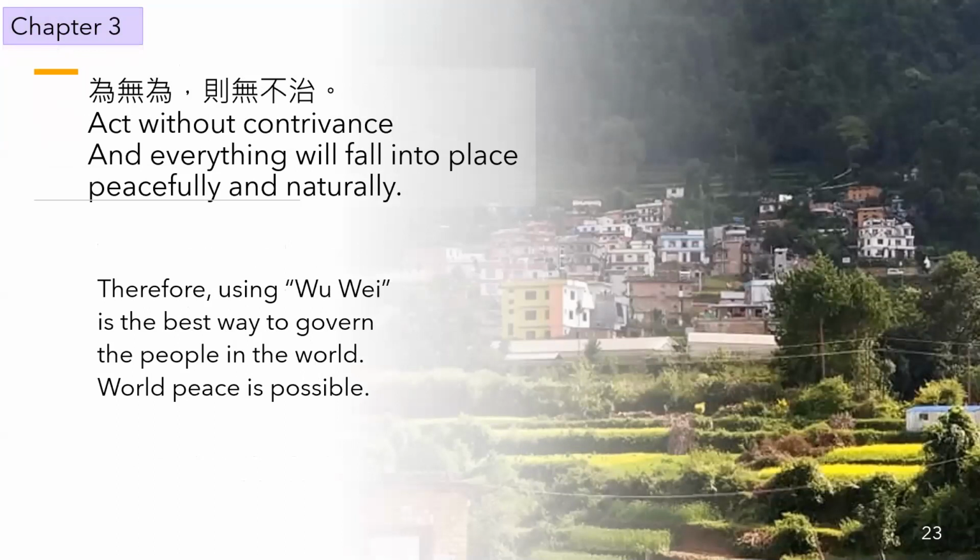And act without contrivance, and everything will fall into place peacefully and naturally. Contrivance means the action of contriving something. So Wu Wei we already discussed before. Wu Wei is the way saint and sage used to teach and guide his people.